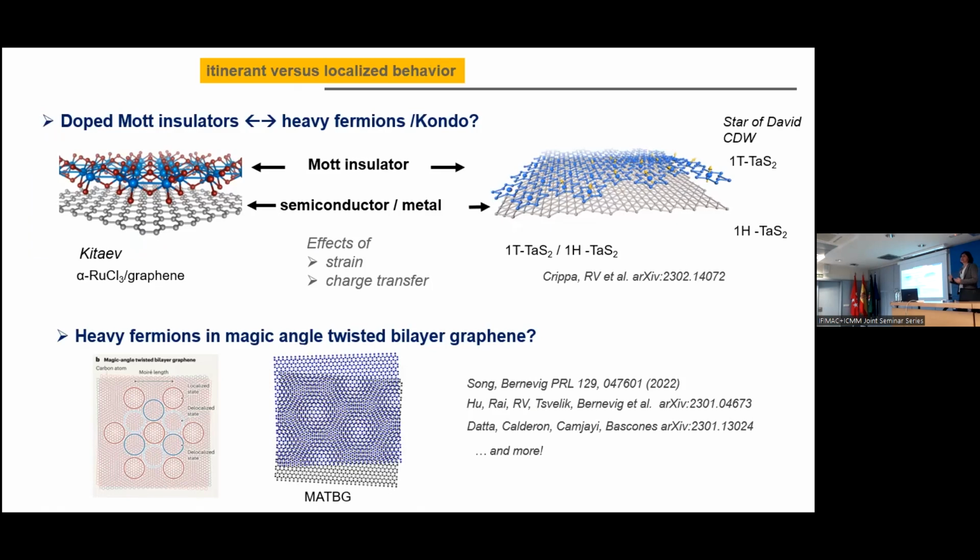The same is happening in these types of bilayers, where you bring together a triangular lattice of localized moments, this 1T tantalum disulfide in a charge density wave, together with a conduction layer, which is 1H tantalum disulfide. This kind of physics is also now very much discussed in twisted bilayer graphene. Maria Jose and Lenny have done work on that, and we have also started to do work on that. So we are now getting the emergence of these states of matter by bringing together two very different systems.